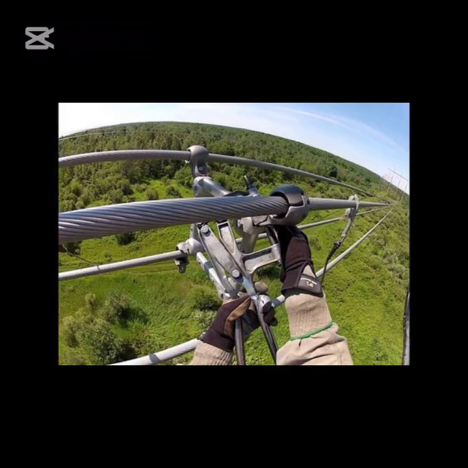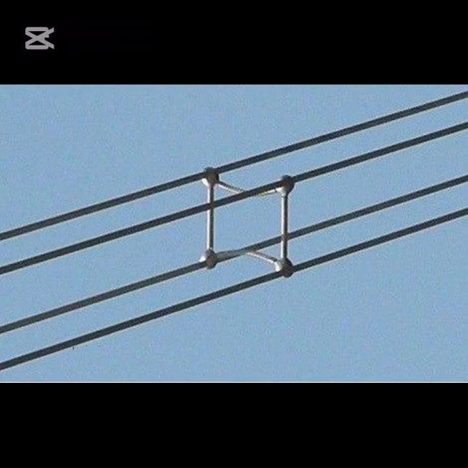2. Using bundled conductors. Bundling multiple conductors together is another effective strategy. This technique reduces the electric field strength by distributing it across multiple conductors, thereby minimizing corona discharge. Bundled conductors are commonly used in high-voltage transmission lines to reduce energy losses.